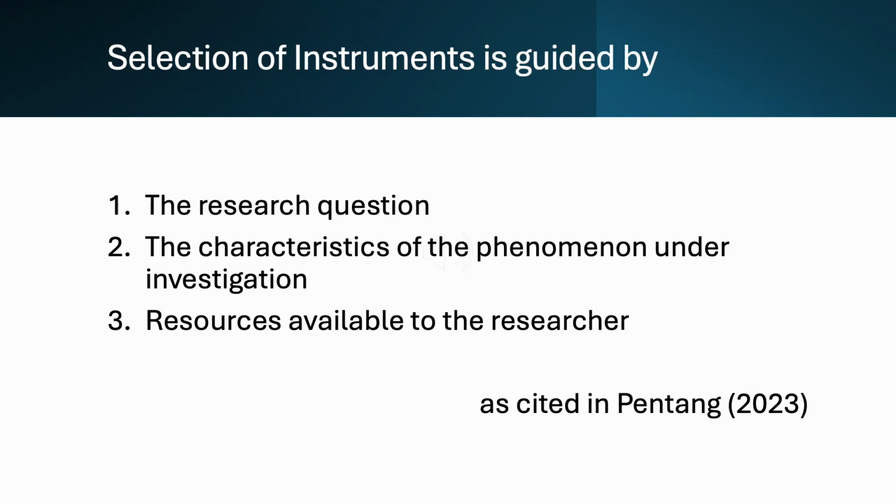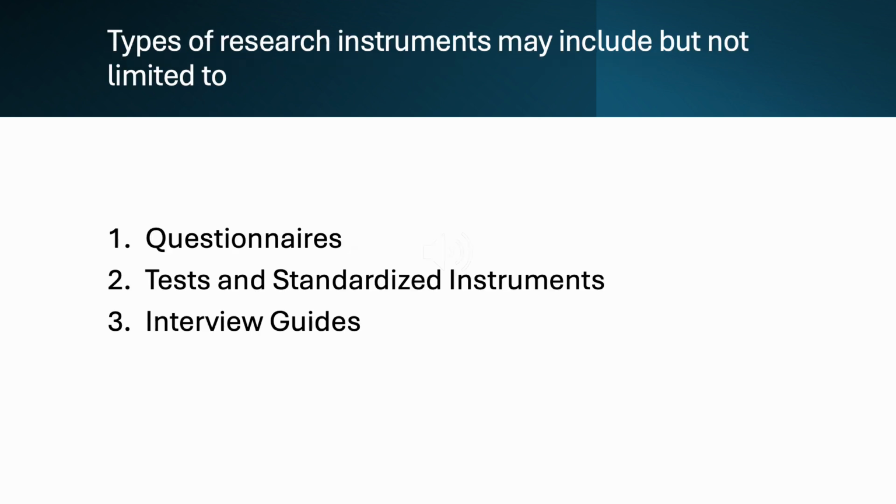The selection of a research instrument is guided by several factors: the research question, the characteristics of the phenomenon under investigation, and the resources available to the researcher. As noted by Bryman, Creswell, Dornyei, and Hare et al., as cited in Pentang, 2023, these considerations ensure that the chosen instrument aligns with the study's objectives and methodological approach. Research instruments may include, but are not limited to, the following.